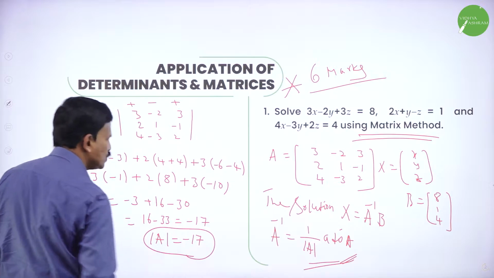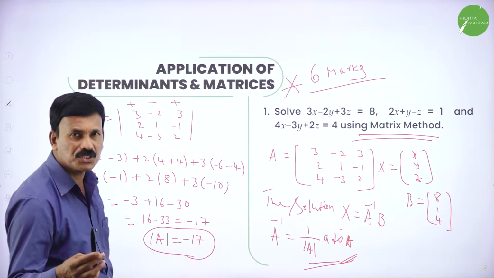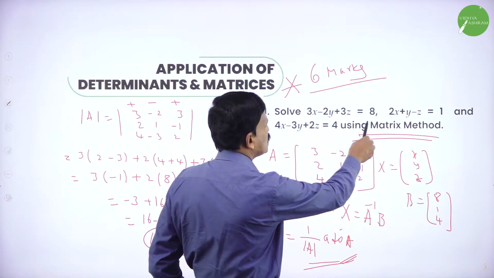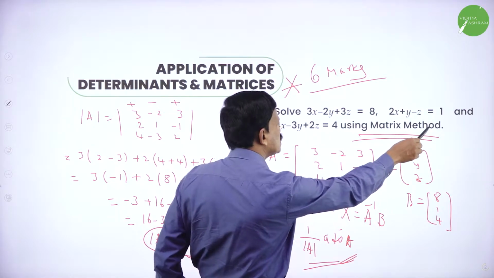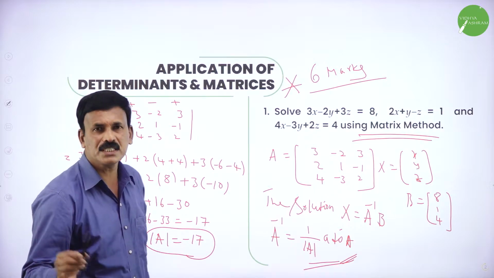Not equal to 0, inverse exists. The first part, listen to me. I'll explain once again. This is a very important problem. Solve 3x minus 2y plus 3z is equal to 8, 2x plus y minus z is equal to 1 and 4x minus 3y plus 2z is equal to 4 using the matrix method.